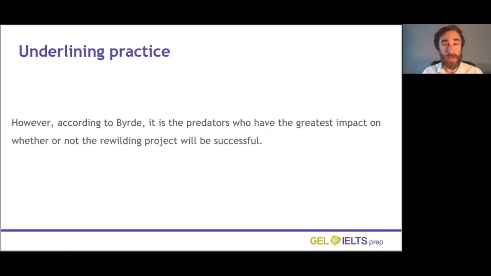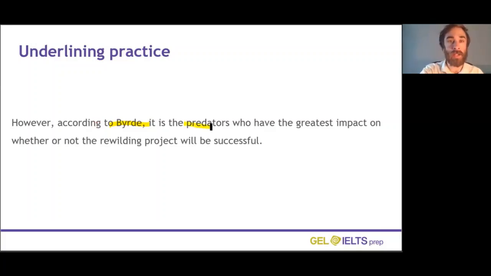Okay, let's identify those keywords. The first one is Bird. It starts with a capital B, so it's a proper noun. In this case, it's probably a person or maybe an organization. The word however is a linking phrase that connects it to the previous sentence. It doesn't give us the main message of the sentence. According to is just an expression to say Bird said this.